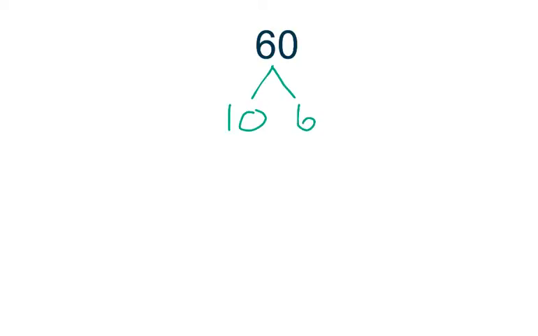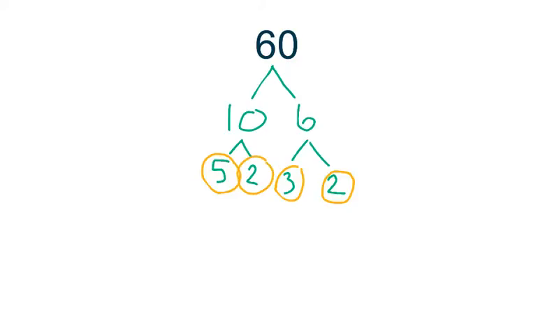Now I need to keep breaking down the numbers by finding their factors until all I'm left with are prime numbers, which is why we call this a prime factorization. I know that I can break apart 6 into 3 multiplied by 2, and since both 3 and 2 are primes, I'm going to just circle them. Now, going back to 10, I can break 10 up into 5 multiplied by 2, and again, since both those numbers are primes, I'm going to circle them.